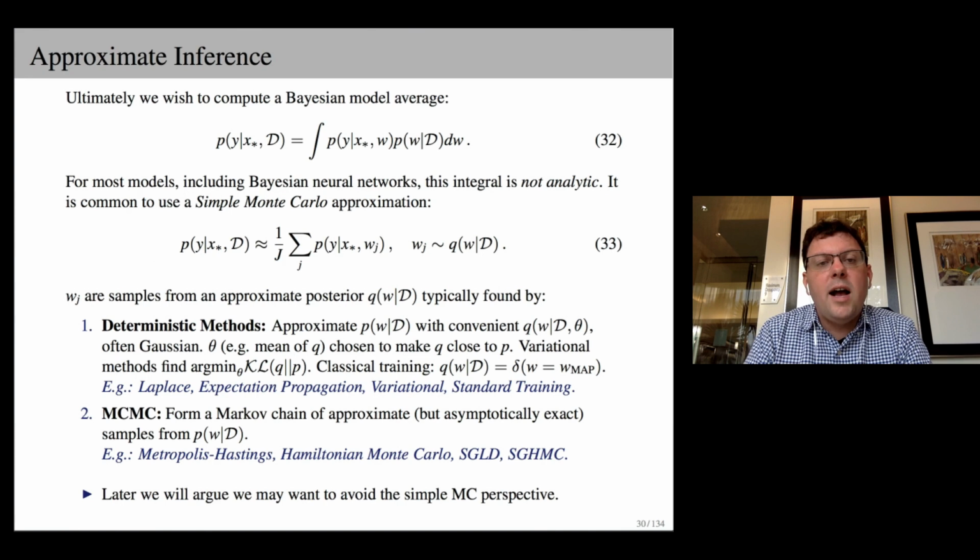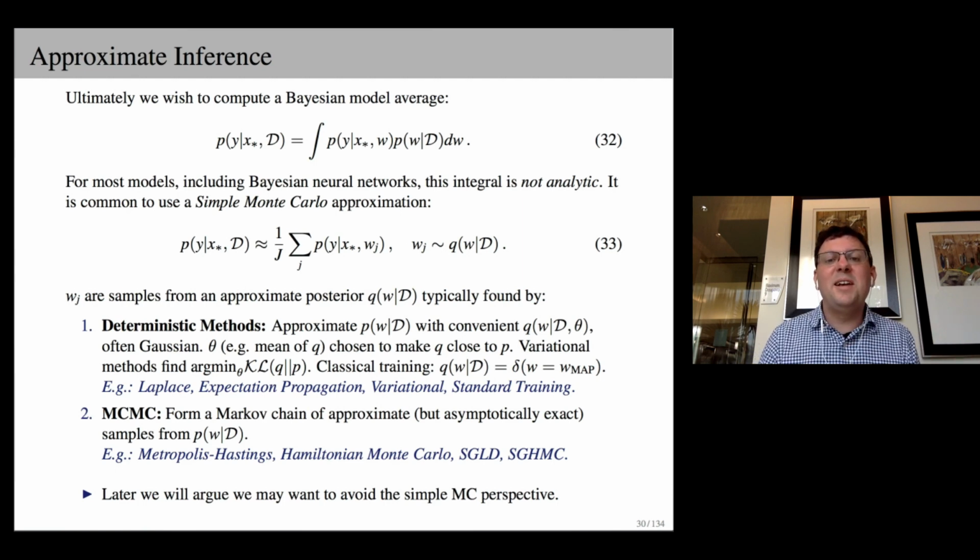Now, ultimately, as we've been saying, we wish to compute a Bayesian model average corresponding to our unconditional predictive distribution, P of y given data, rather than our conditional predictive distribution, P of y given parameters W. This unconditional predictive distribution is equal to the integral of our conditional predictive distribution times our posterior P of W given data. This is just an expression of the sum and product rules of probability.